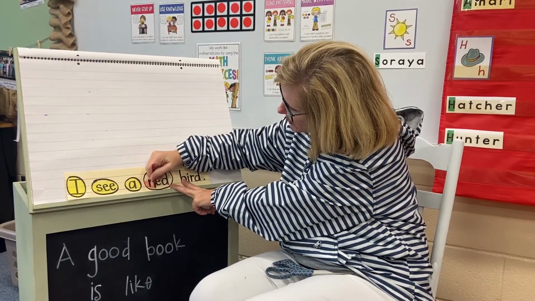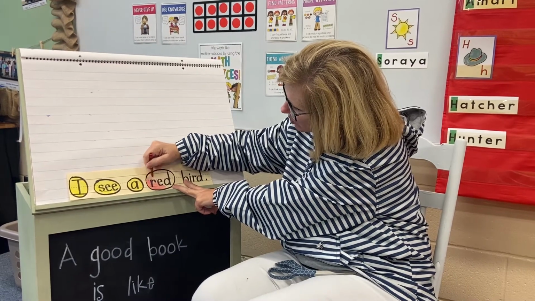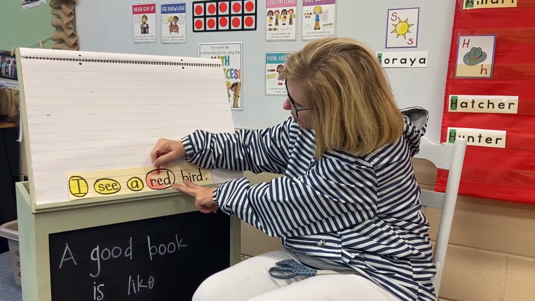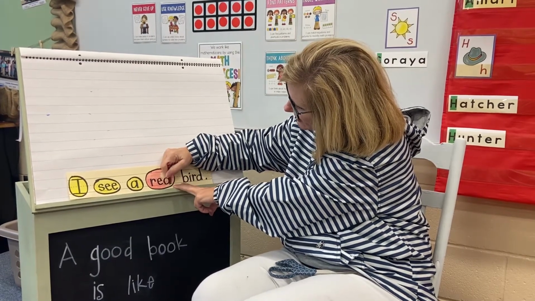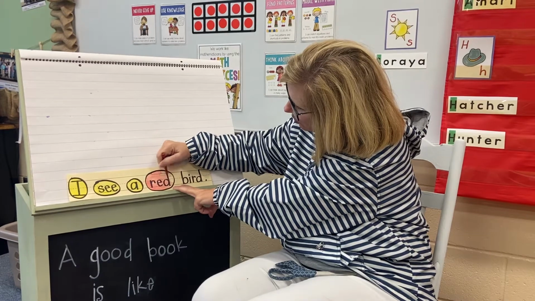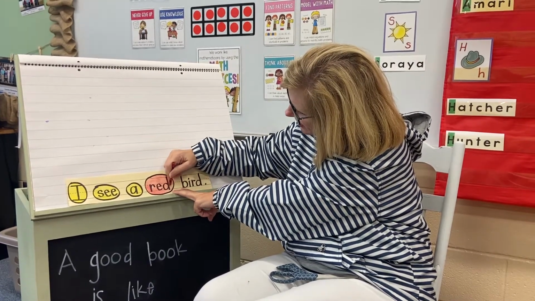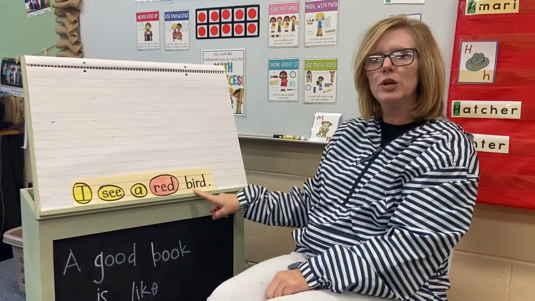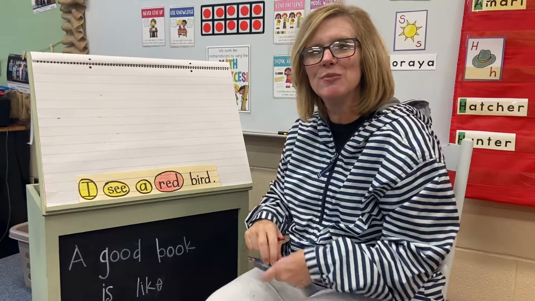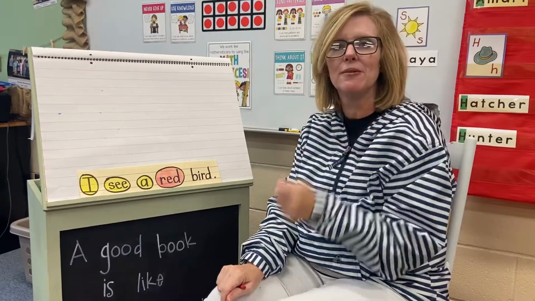So I'm going to color this one red. And while I'm coloring this word red, I want you to think about the story, Brown Bear, Brown Bear. And in the story it says, Brown Bear, what do you see? I see a red. What do you think this word might be? Can you remember from the story? It starts with a B, which says B.